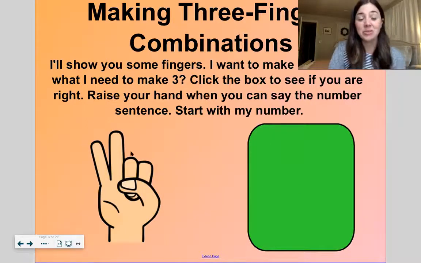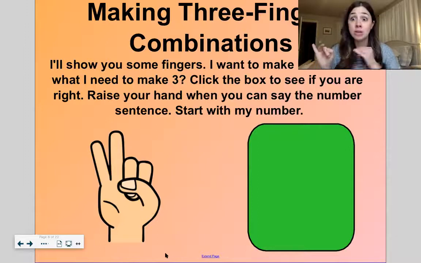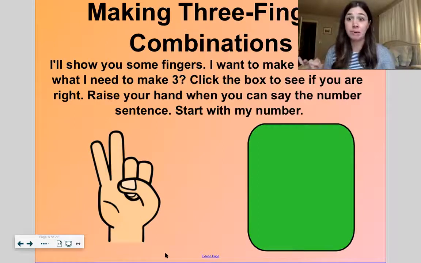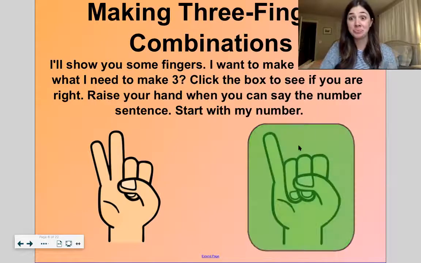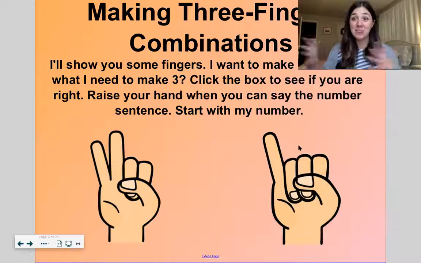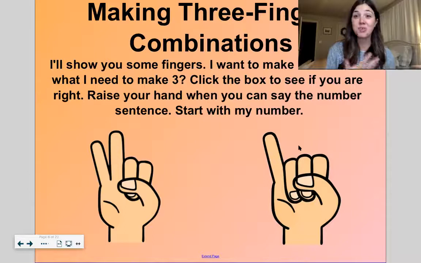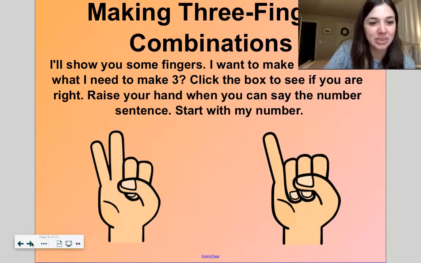So how many fingers do we have here? 2. How many more do we need if we want 3? Remember, 3 is always our magic number. That's always the number we want to have. So if we have 2 up here, how many more do we need to get 3? Just 1. And then we have a total of 3. 2 and 1 make 3. That's our number sentence. 2 and 1 make 3. All right, let's do the next one.